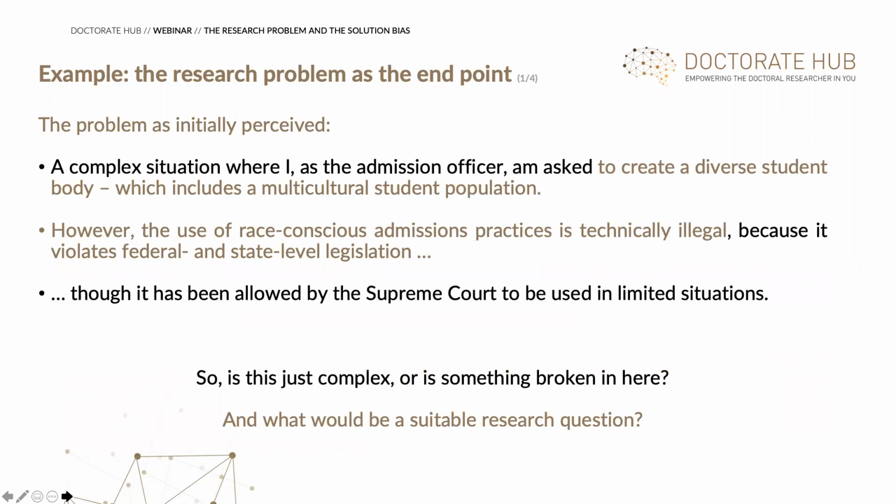It's a complex situation where I, as an admission officer, am tasked to create a diverse student body, which includes a multicultural student population. However, the use of race-conscious admission practices is technically illegal because it violates federal and state level legislation. But in some cases, it has to be allowed. So it's a very complex situation. Now, would you know what a suitable research question is to this?